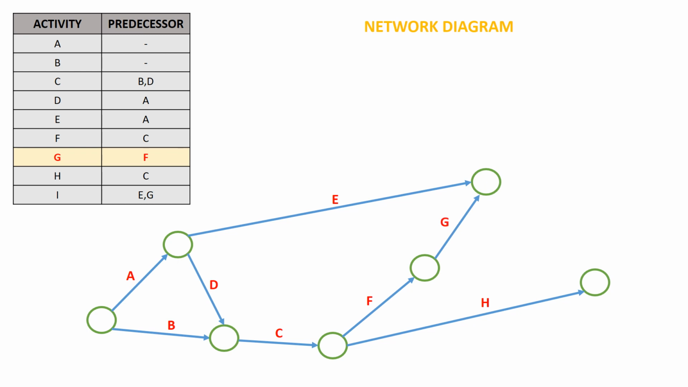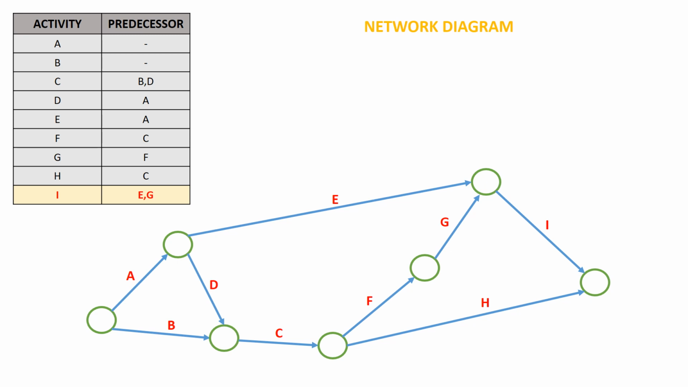Now you could wonder why I have merged activity E and activity G. For this, we have to look into the table. In the table, we can clearly see for activity I have activity E and activity G as the predecessor. Therefore, I have merged activity G and activity E in order to get activity I.